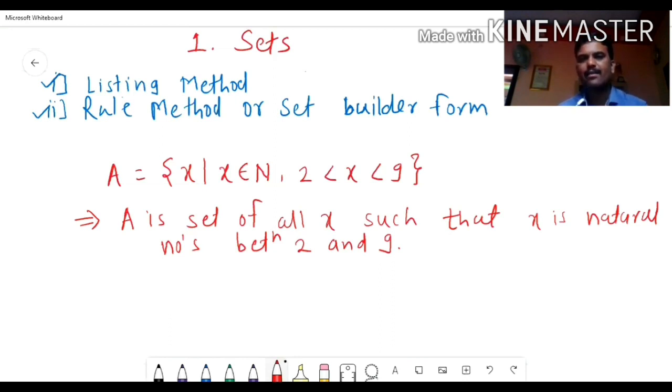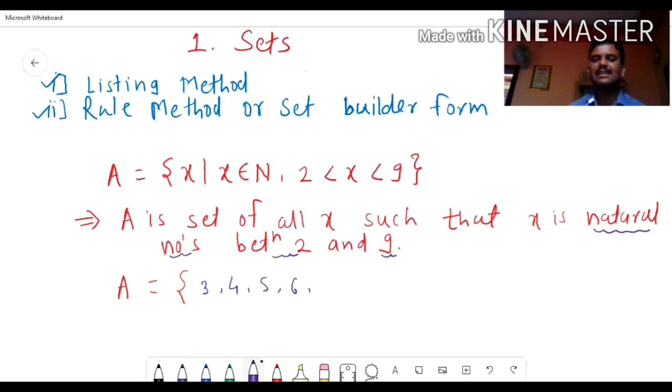Are you getting my point? In the above example, we are going to convert the rule method into the listing method. Now, the same example in the listing method. It is natural numbers between 2 and 9. Which are all the numbers between 2 and 9? They are 3, 4, 5, 6, 7, and 8.